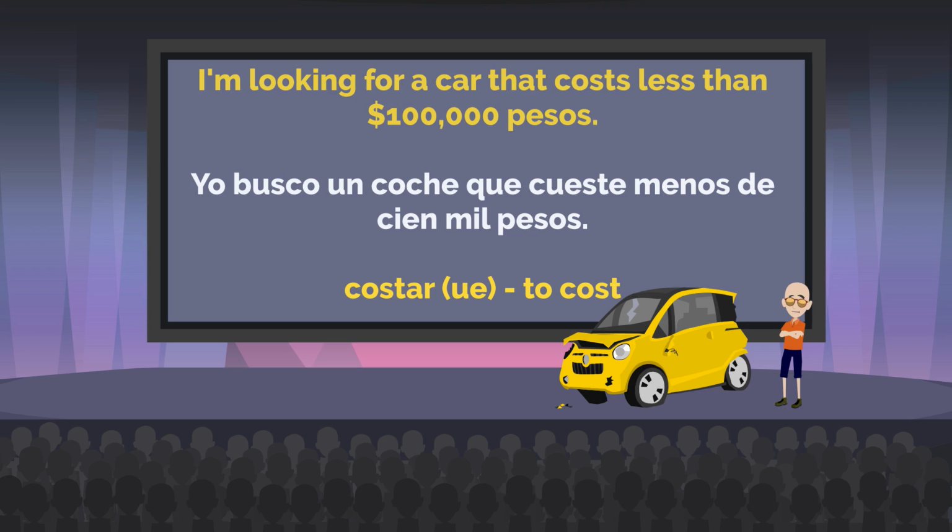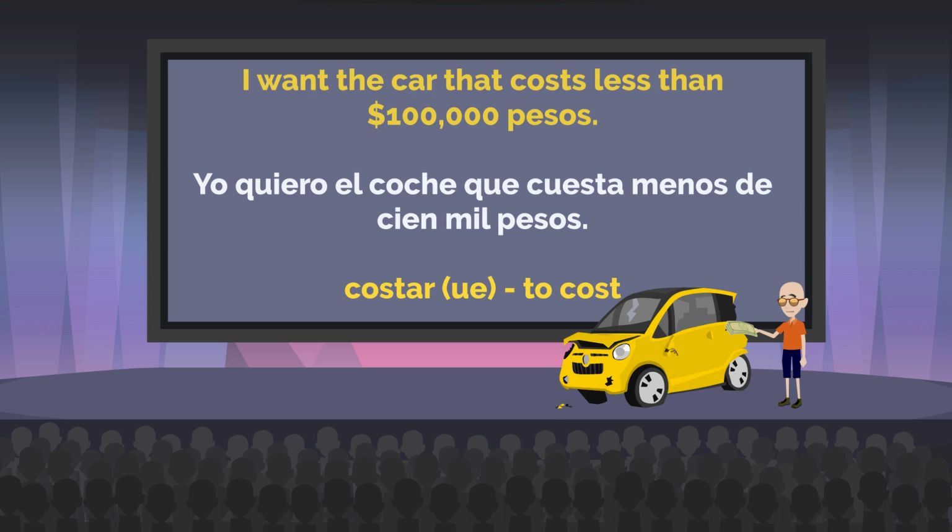Here's our first one. I'm looking for a car that costs less than 100,000 pesos. Yo busco un coche que cueste menos de 100,000 pesos. You see, costar is to cost, and this is going to be in the subjunctive because we're talking about an undefined, unspecified car.